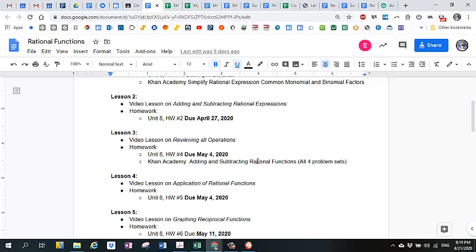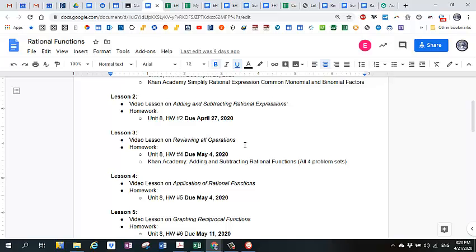And then there's also some Khan Academy problems. There's actually 4 problem sets for this of 4 problems each. Those are recommended. I hope that you do them, but as long as you turn in one assignment, either the Khan Academy or the regular book work, I'll give you credit for doing the homework. It's just completion. That's your grade. If you do it, you get an A. If you don't, you get an incomplete.